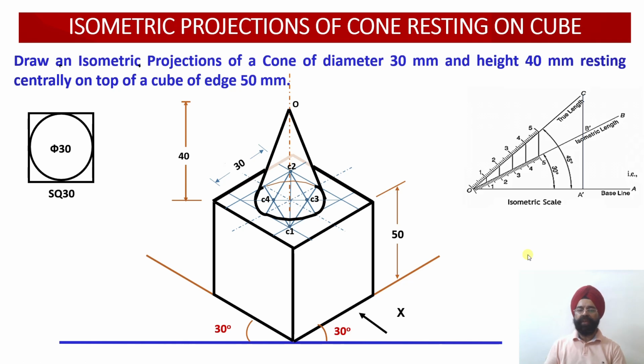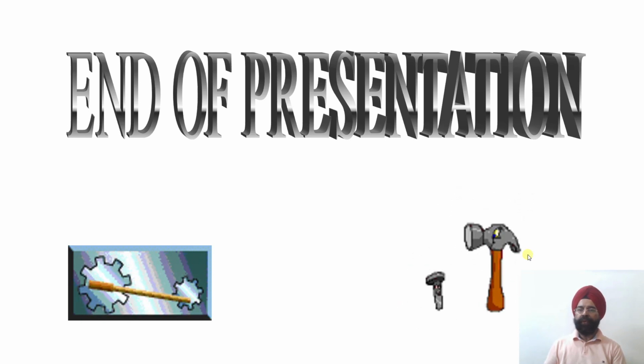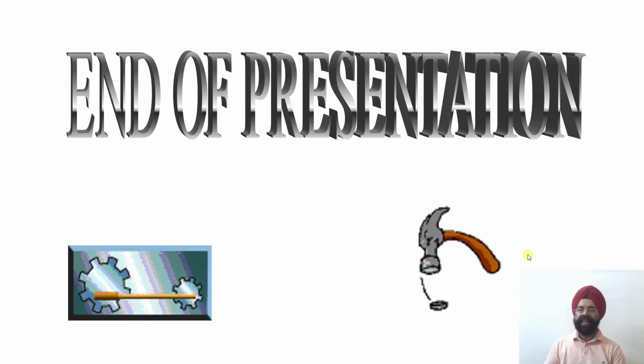So this is all about the isometric projections of various solids which have one major common element, a cube. We have been able to discuss four problems today in this lecture. This is all for today. We'll continue with further discussion on a few more shapes of solids to be constructed in isometric projections in our next classes.